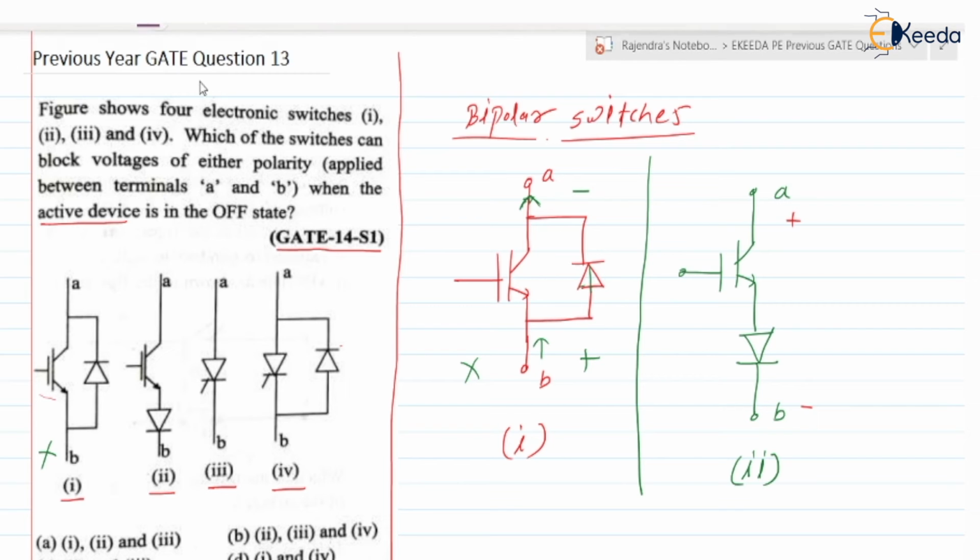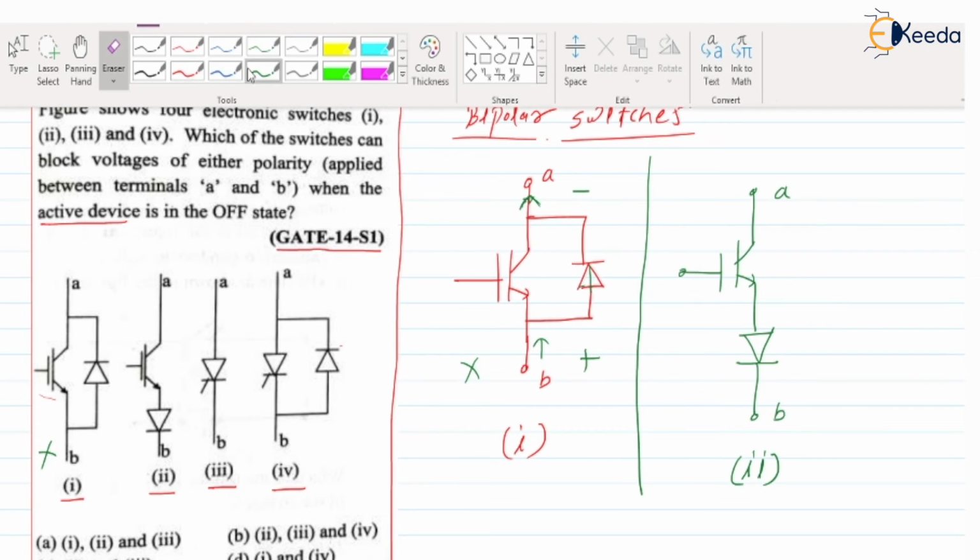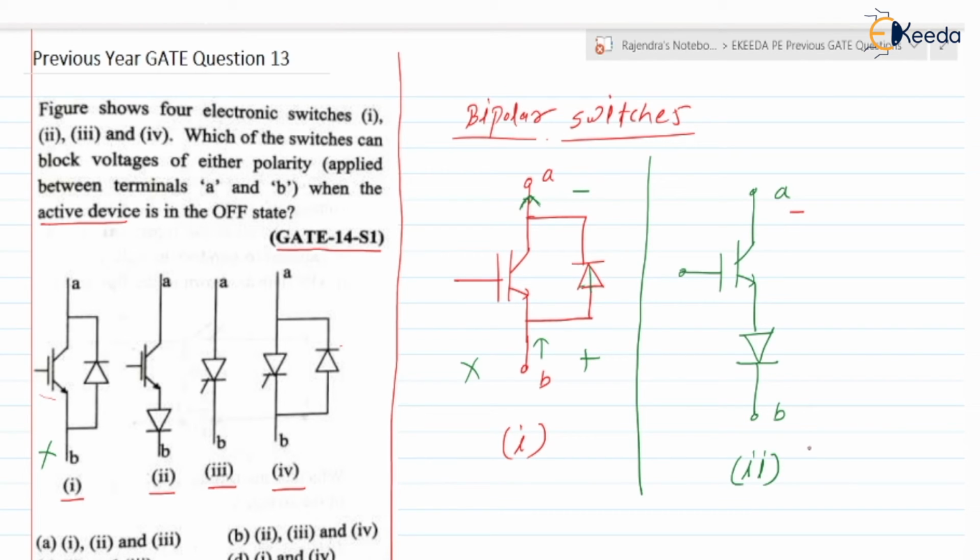At the same time, let us check for the reverse voltage, that is minus here, and here it is plus. For the reverse voltage, this diode will be in the reverse bias mode. Therefore, current will not flow from B to A. The meaning is, the switch is blocking the reverse voltage as well.